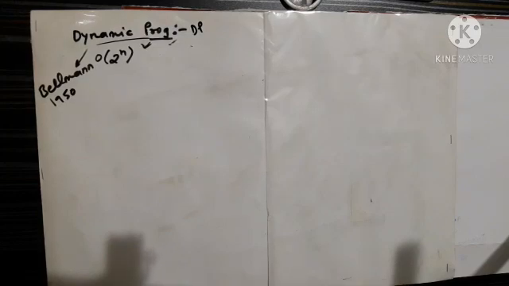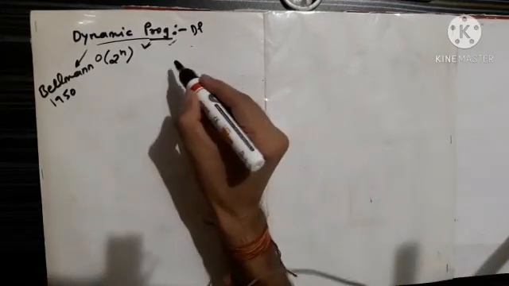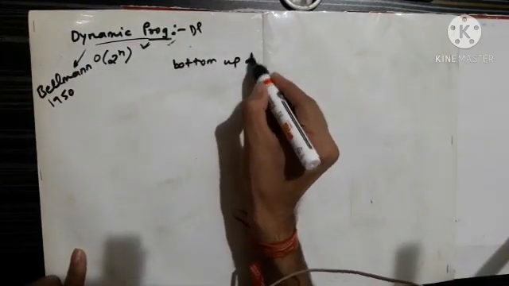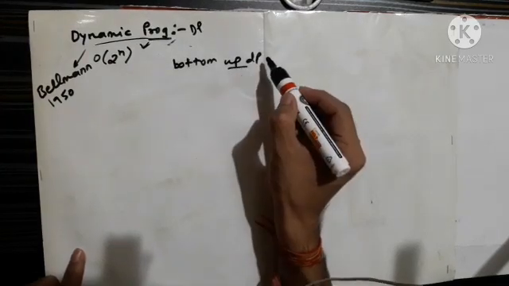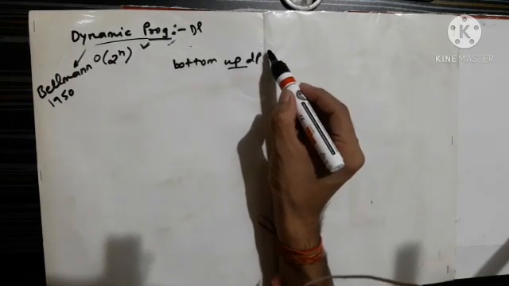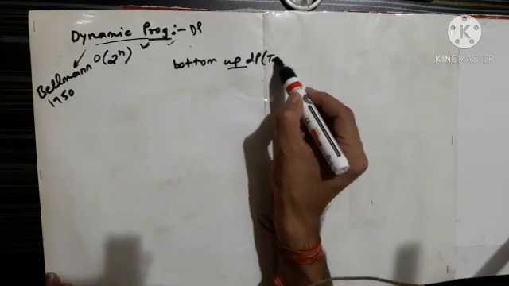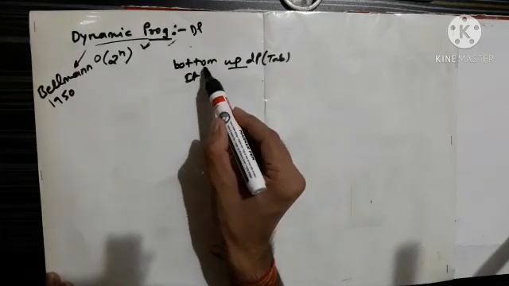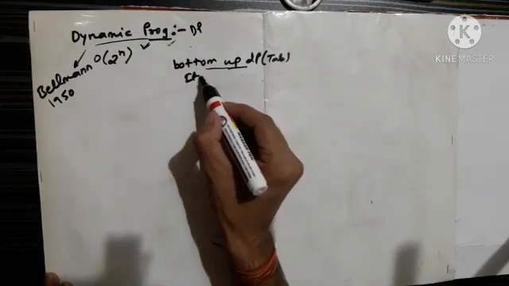What is bottom up DP? So see, it is bottom up DP solution. Okay, bottom up DP solution, also known as tabulation method. Okay, this is an iterative solution. See, why it is called as bottom up DP, I will tell you in this video.